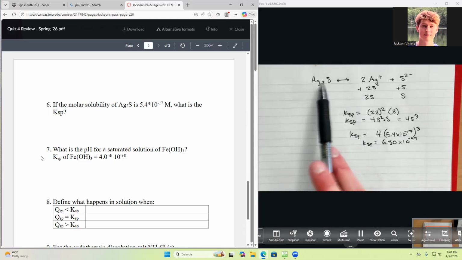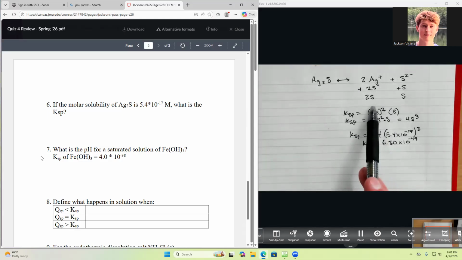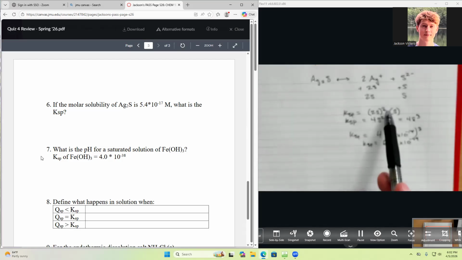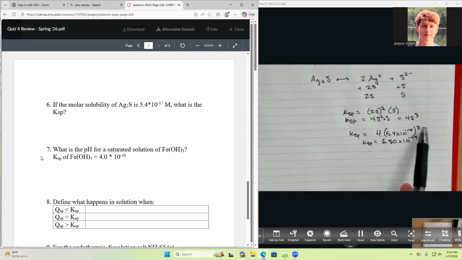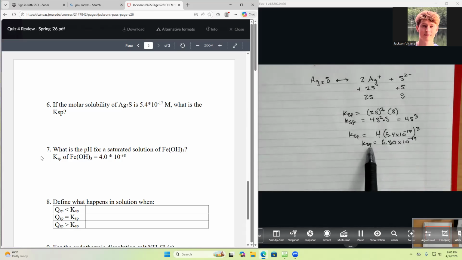So we're doing, again, break this salt into the two separate ions, set up the Ksp expression, and then once we've set that up, we know what S is because that's our molar solubility. So we plug that in. And again, always do PEMDAS. We're doing parentheses, exponents first. We're going to do the solubility to the power of 3, and then multiply that by 4. And that gets us Ksp.